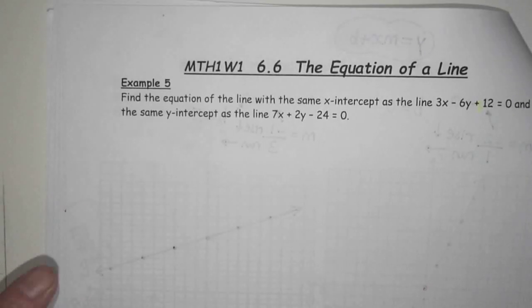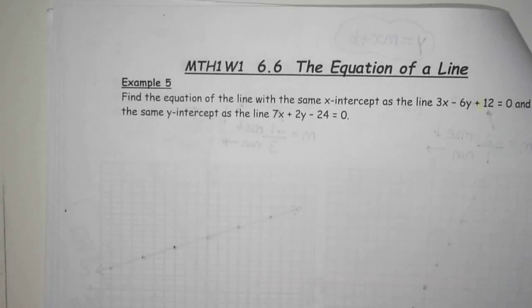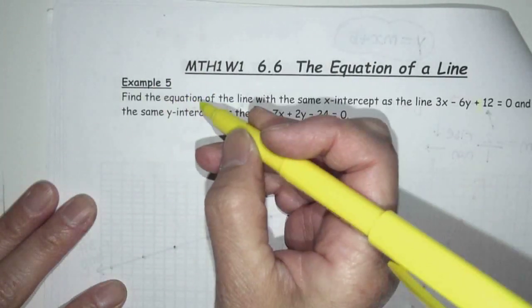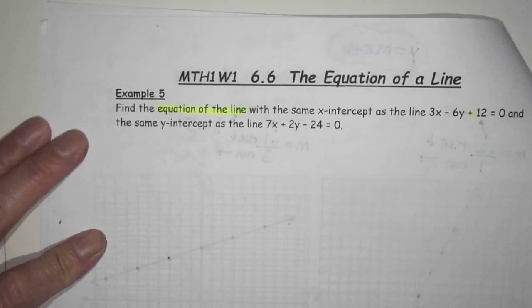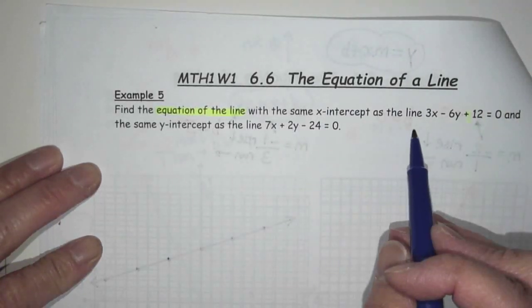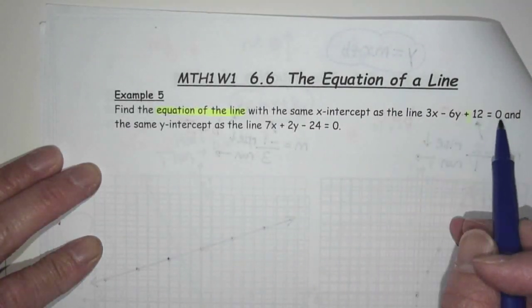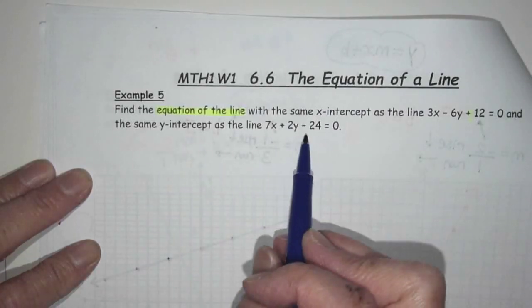We are now on example 5 for 6.6, the equation of a line. So now we're asked to find the equation of a line. Oh, we know this. The equation of a line, that's y equals mx plus b, with the same x-intercept as this line and the same y-intercept as this line.